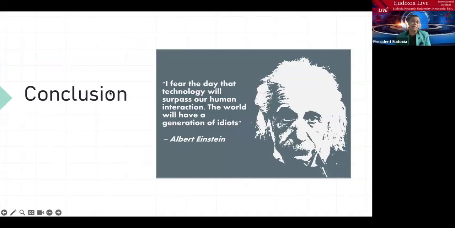So finally, I'm coming towards my concluding slide here. One very important point, again, from Albert Einstein, a genius: I fear the day that technology will surpass our human interaction. The world will have a generation of idiots. This is very important. People are not understanding where to use the technology, and they are busy with the technology where it is not necessary.